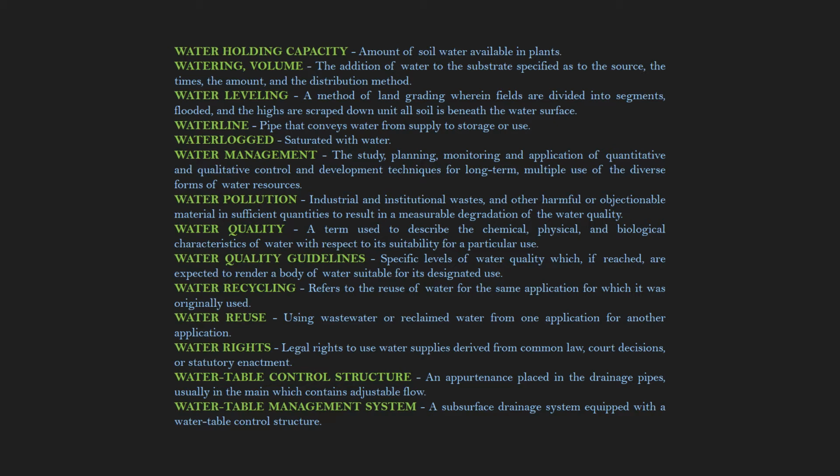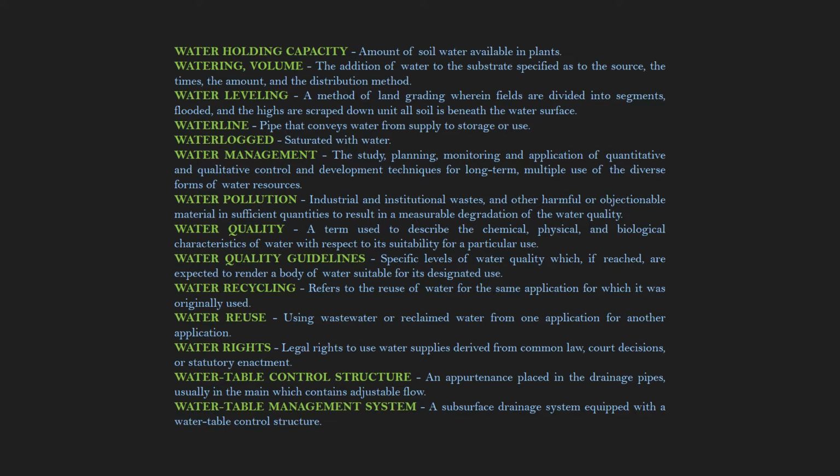Water quality. A term used to describe the chemical, physical, and biological characteristics of water with respect to its suitability for a particular use. Water quality guidelines. Specific levels of water quality which, if reached, are expected to render a body of water suitable for its designated use. Water recycling refers to the reuse of water for the same application for which it was originally used. Water reuse. Using wastewater or reclaimed water from one application for another application.